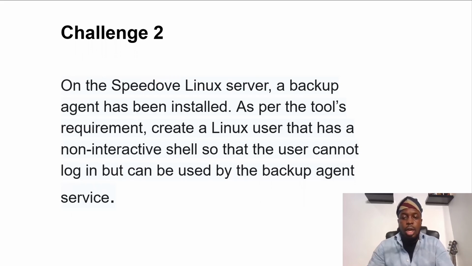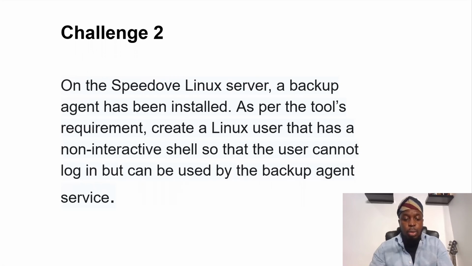So the aim of this challenge is a situation whereby you have a user that needs to be attached to a particular service, but you don't want that user to be able to have an interactive shell. An interactive shell is talking about SSH. So after creating this user account, this user will not be able to SSH into the server, but that user will be attached to the backup agent that was installed. So how do we go about that? That's the next thing we want to do now.